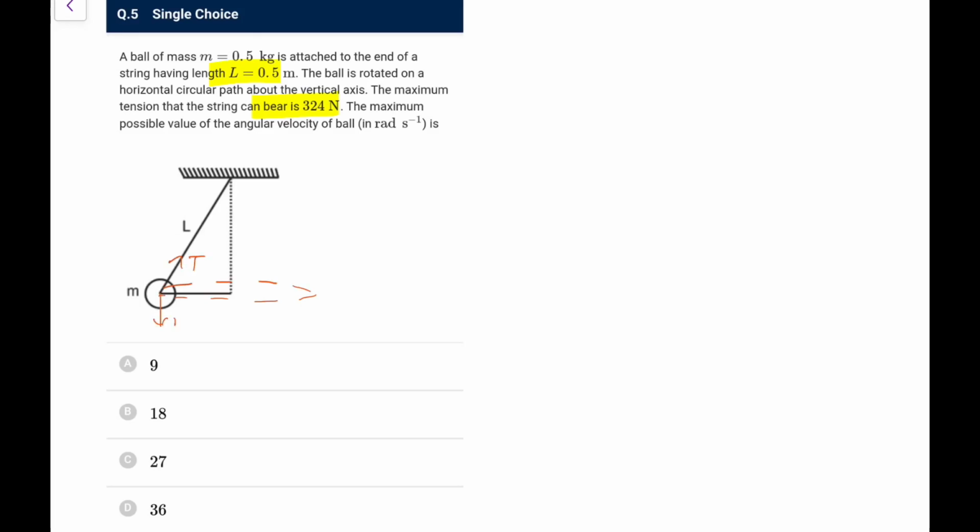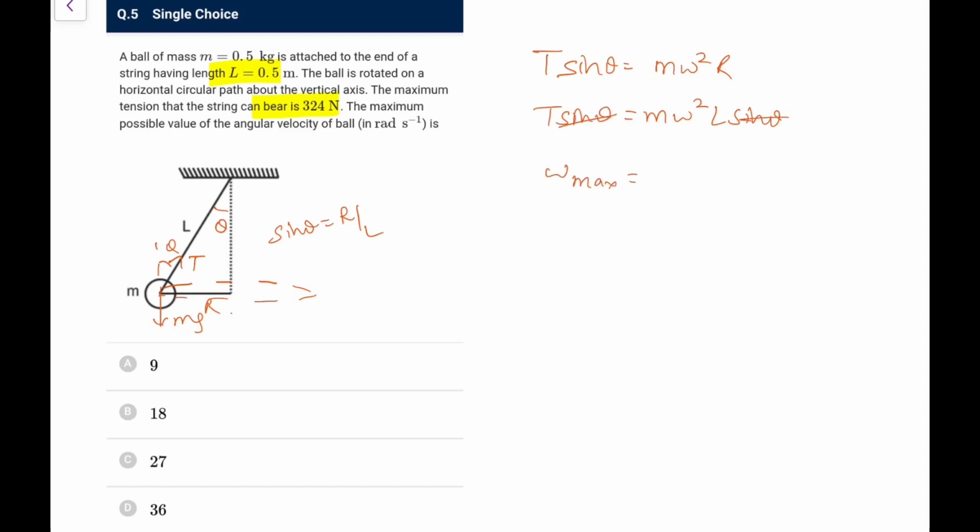So let it be T, let it be mg, draw the FBD. Let's say this is theta, this is the radius. If I do the centripetal force expression, it says T sine theta is m omega square R. From the geometry here, sine theta is R by L. So what is R? I can write it as L sine theta. So this theta term is gone. So directly I can say omega max would be under root of T max upon mL.